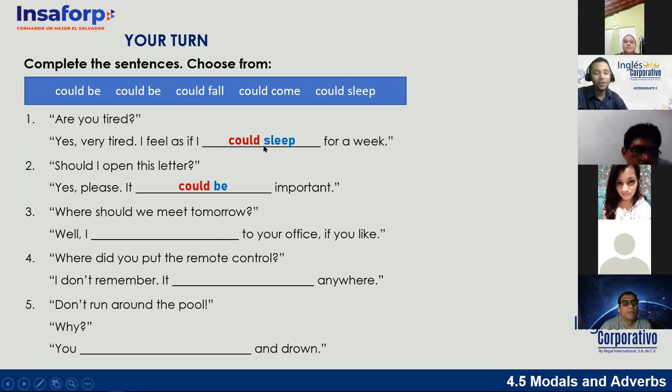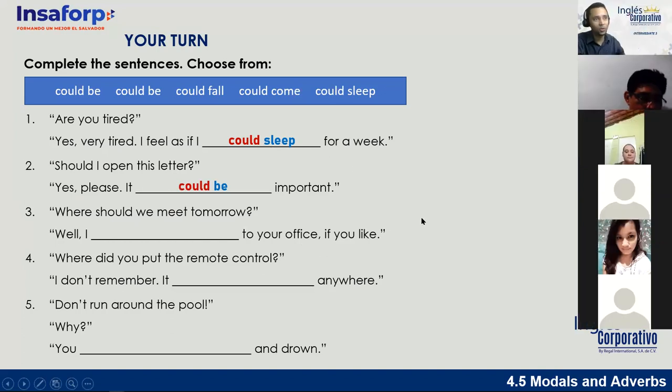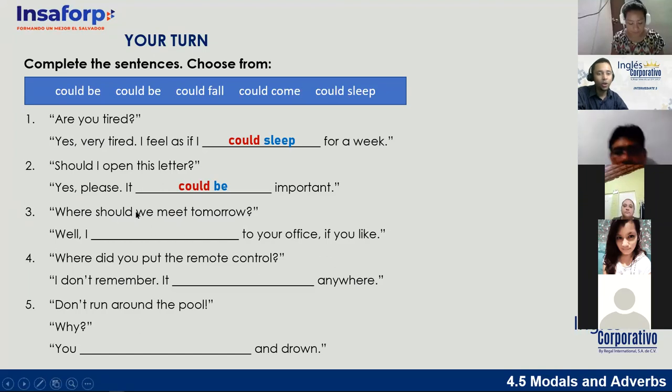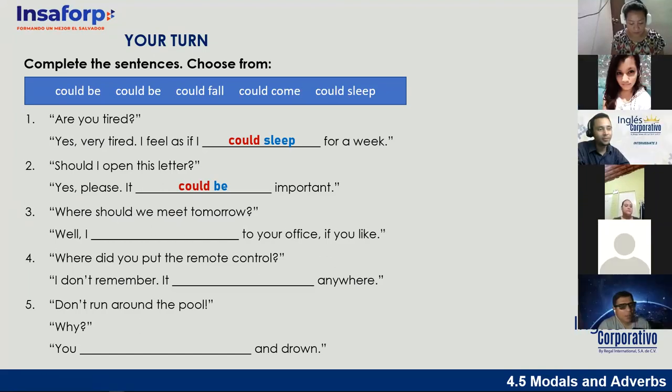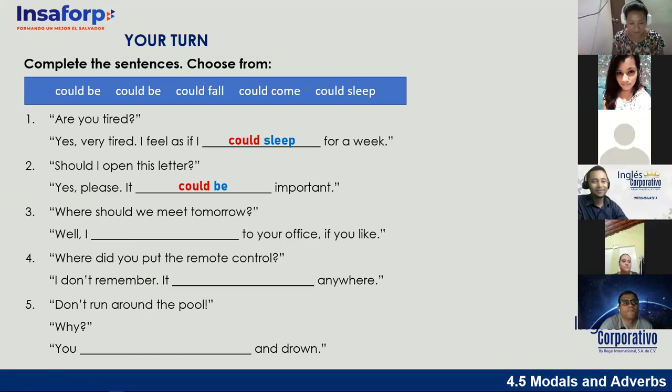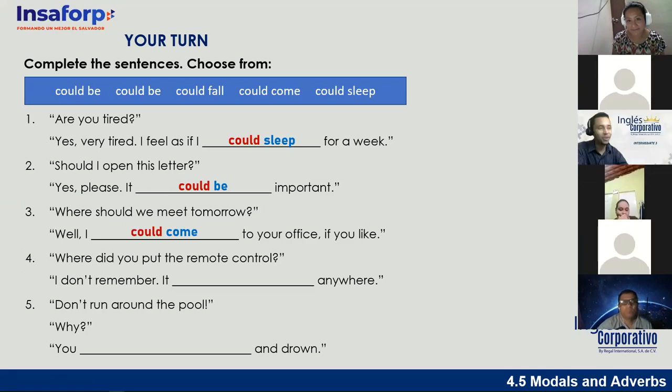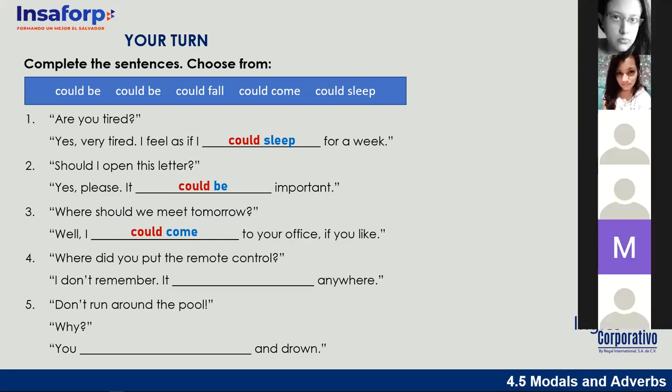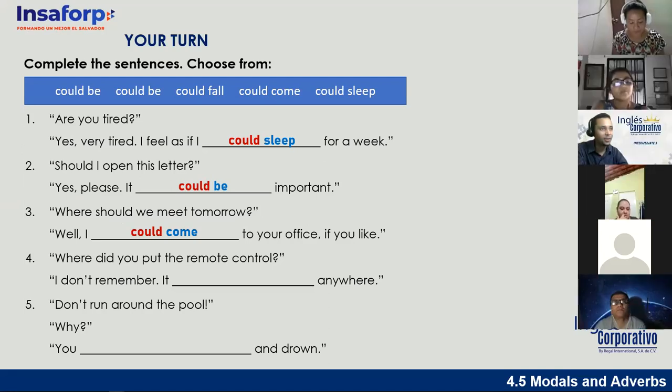Okay, thank you, Jenny. That's correct. Number 3, volunteer, please. Who wants to try? Sonia, where should we meet tomorrow? Your microphone, Sonia. Well, I could come to your office, if you like. Correct, very good. Let's see, someone was raising their hand. That was Estela. What about Estela, number four, and Olivia, number five? Okay, number four. Where did you put the remote control? I don't remember. It could be anywhere. That's right.